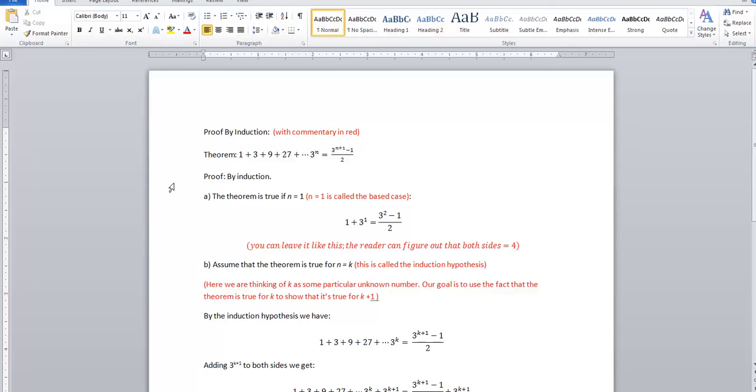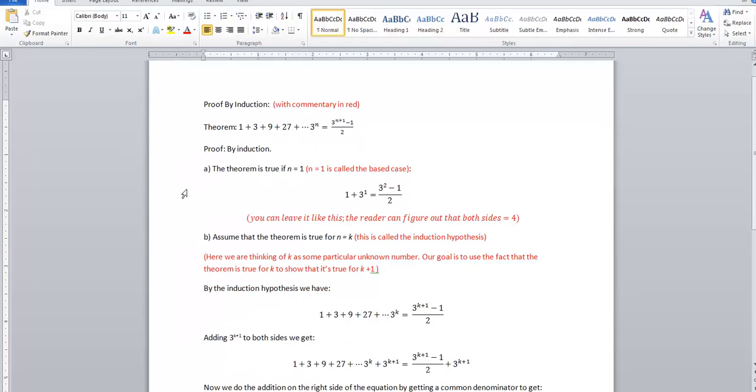Okay, so what does the proof look like? Well, you say proof by induction. The stuff in black that follows would be a formal proof. Red is commentary. So take out all the red and what's left, you've got a great proof. First you say, part A, the theorem is true if n equals 1. And you just write down what it says for n equals 1: 1 plus 3 to the first equals 3 to the second minus 1, all over 2. You can leave it like this. You can trust that your reader can calculate both sides and see that they're both 4.